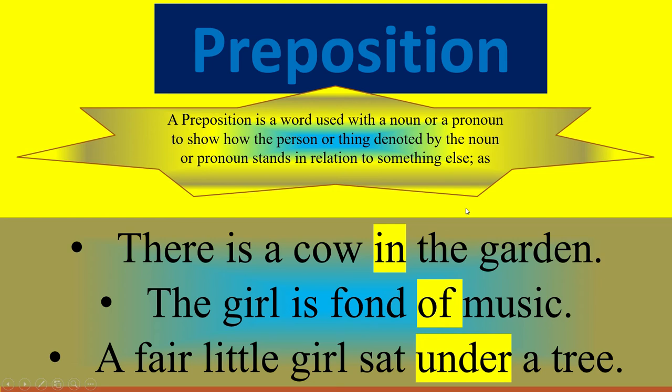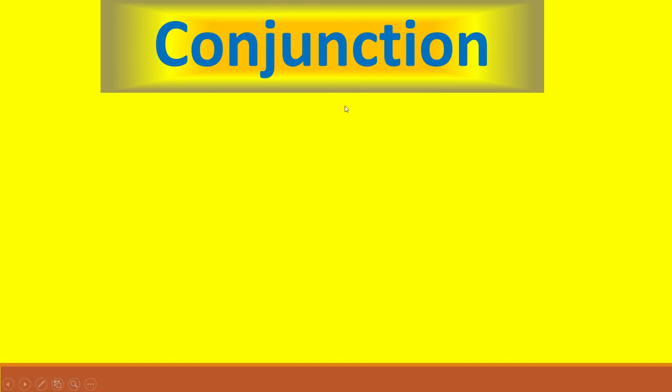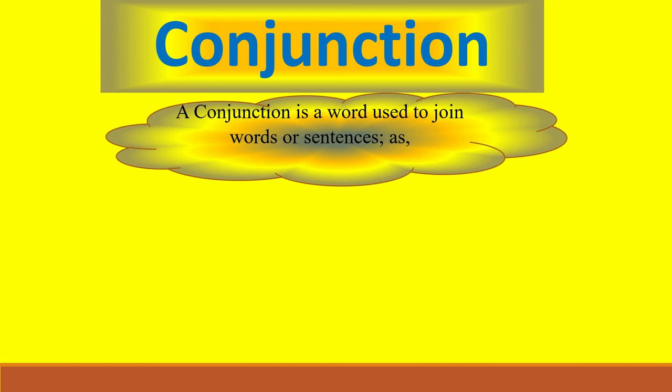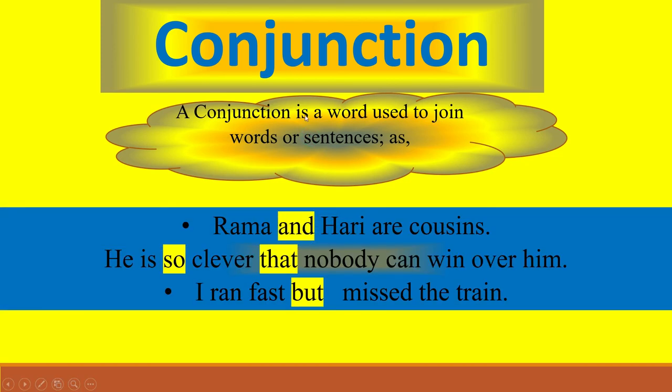Next is an interjection. Sorry, conjunction. What is a conjunction? A conjunction is a word used to join words or sentences. What does the conjunction do? Joins words or sentences. Look at the example here. Rama and Hari are cousins. He is so clever that nobody can win over him. I ran fast but missed the train.